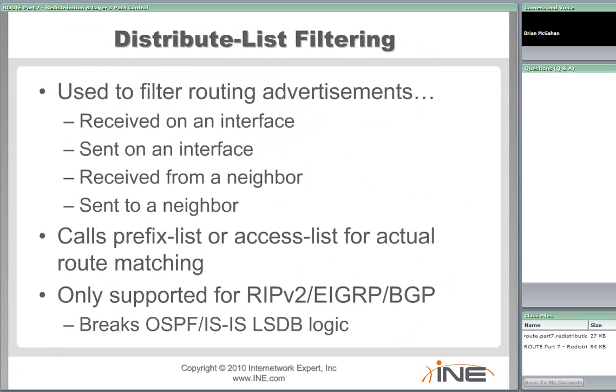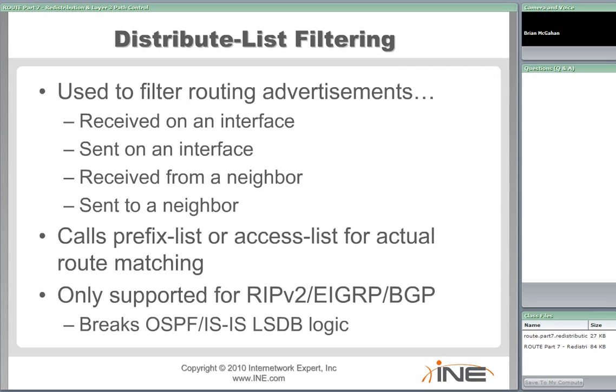Okay, the next one we have is a distribute list, which is used to selectively permit or deny routes as they're being sent on an interface, received on an interface, sent to a neighbor, or received from a neighbor. Now, the problem with the distribute list is that it can only be applied to RIP, EIGRP, and BGP. We cannot use this in OSPF or IS-IS because it breaks the link state database logic.